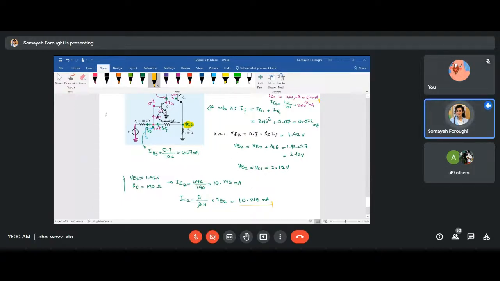So we found the currents, we found the voltages, but it's almost a premise off. And I think we're going to continue this next session.